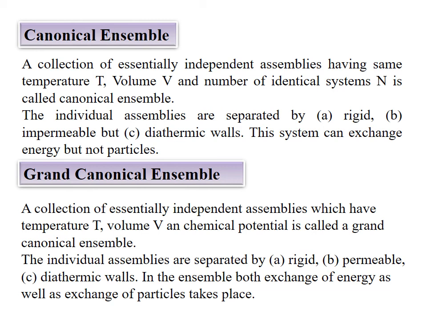The next one is the grand canonical ensemble. It is a collection of essentially independent assemblies which have the same temperature, volume and chemical potential. The individual assemblies are separated by rigid, permeable and diathermic walls. In this ensemble, both exchange of energy as well as exchange of particles take place. This is similar to an open system in which there is an exchange of energy as well as matter.